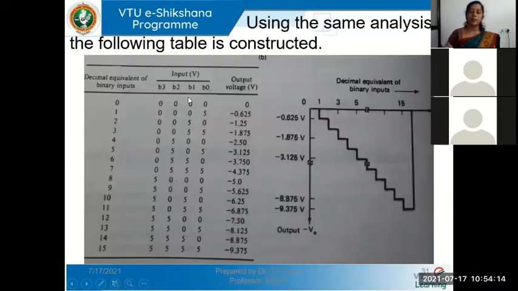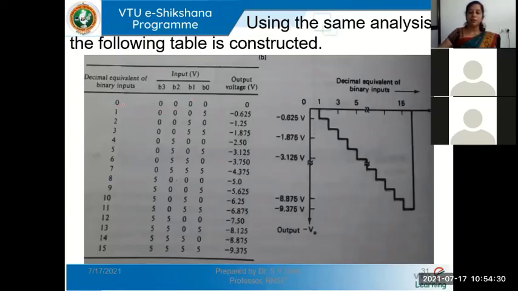So we'll not spend more time on this. We've already discussed one complete circuit. And even in the second circuit, we've discussed how the output voltage can be determined. So based on this, the output voltage will be somewhere like this.